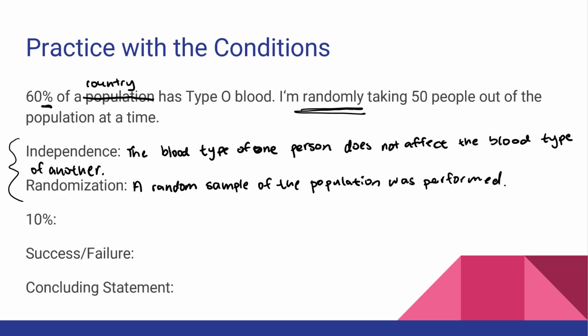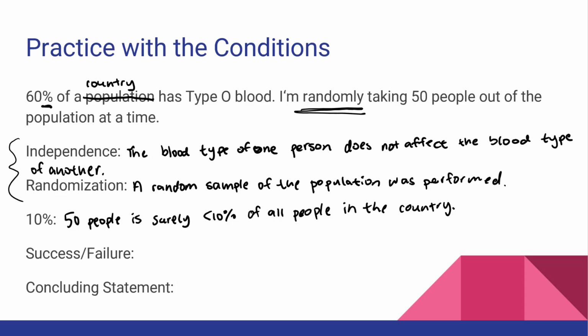So now we have the 10% condition. So this one says that we have to sample under 10% of a population. Well, 50 people is our sample size, and 50 times 10 is 500. So that just means that our country population has to be over 500 people. That is very easily satisfied considering all the countries in the world right now and their current populations. So we say this. 50 people is surely less than 10% of all the people in the country. Note that I kind of use a shorthand here, just the less than 10% symbol. It really doesn't matter. It's up to you whether or not you actually write out less than 10% or use the math symbols, as long as you get your point across.